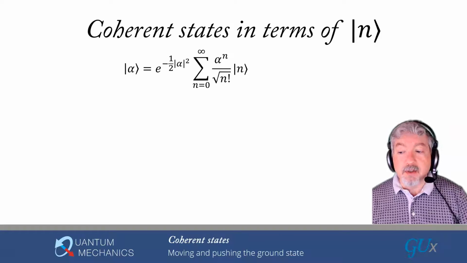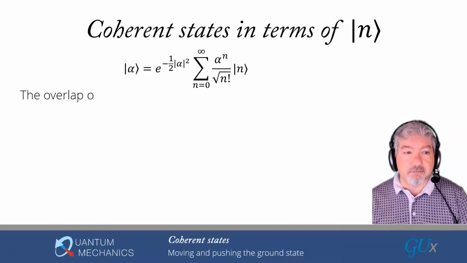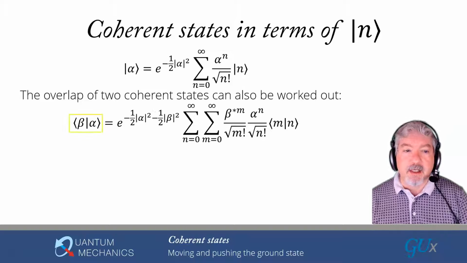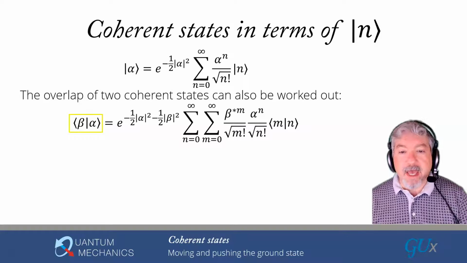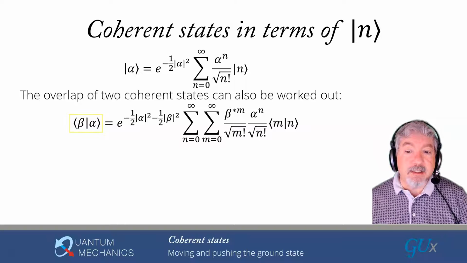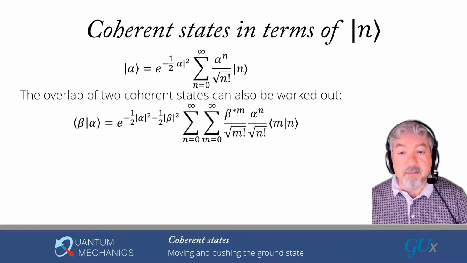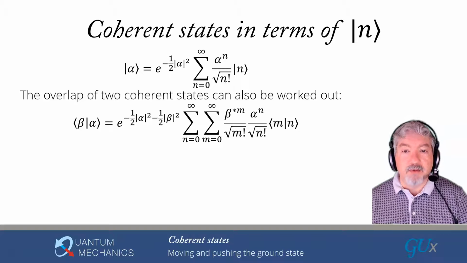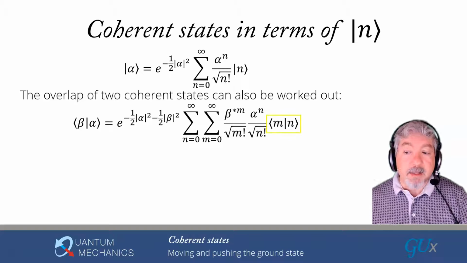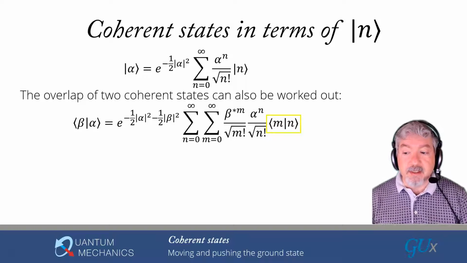All right, we also can look at the normalization of the coherent state. So we're going to look at the overlap of two different coherent states. So we're going to look at beta overlapped with alpha. I just write them out in terms of these energy eigenstates. And so I have two summations. I have two of these Gaussian-like factors in terms of the alphas and the betas, and I have these infinite summations with the alpha and the beta star raised to a power divided by the square root of the corresponding factorial. And then I have the overlap of the mth energy eigenstate with the nth energy eigenstate.